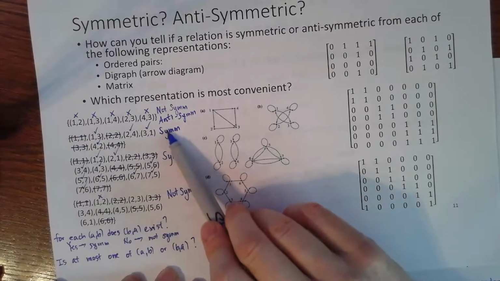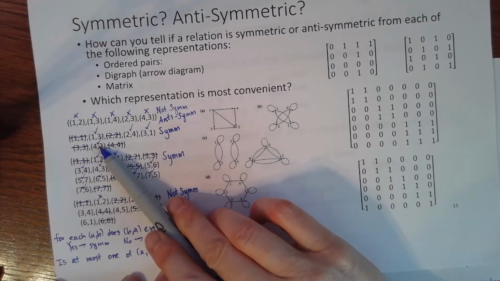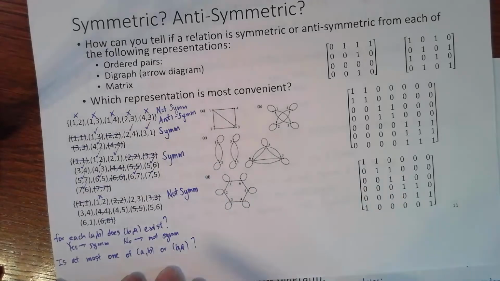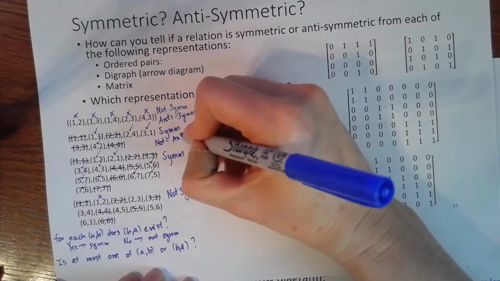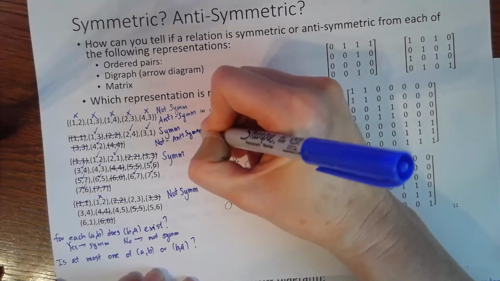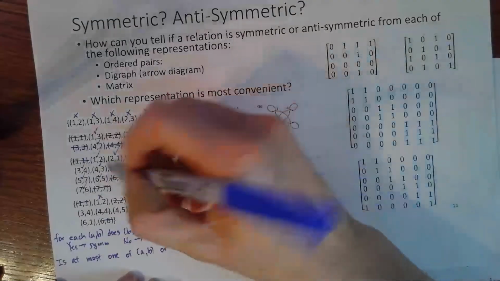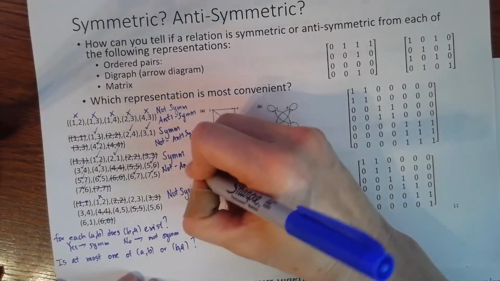Okay, here it's symmetric. I only have pairs. So when I have a (1,3) and a (3,1), definitely I don't have at most one. This one is not anti-symmetric. Okay. Here is not anti-symmetric. I have (1,2) and (2,1). This is not anti-symmetric.